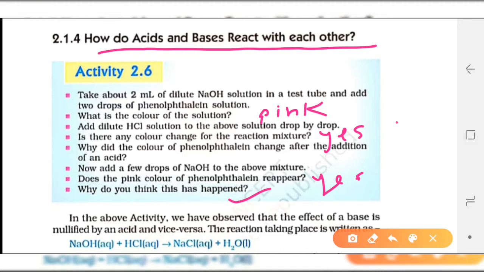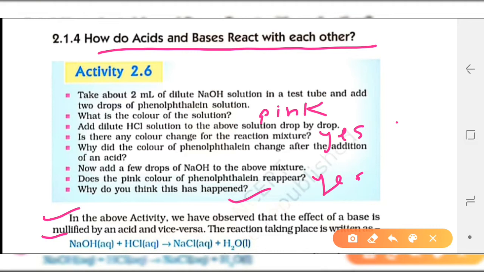So in this way, in the above activity, we have observed that the effect of a base is nullified or neutralized by an acid, and vice versa. Vice versa means the effect of an acid is nullified by a base.